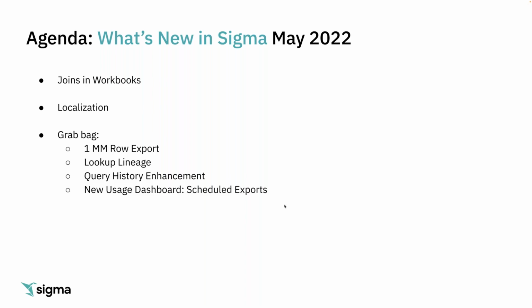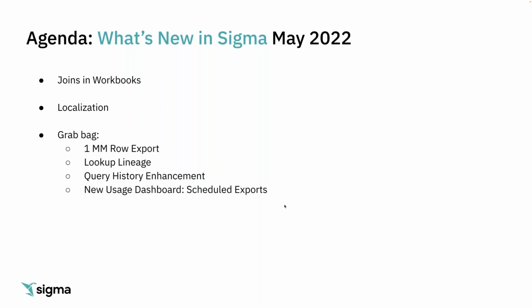The star of the show today is a feature that we've been working on for quite some time at Sigma, which is the ability to do joins inside of workbooks. Sigma has had the ability to do joins in data sets for quite some time, going back to the beginning of the product for several years now. But we've recently introduced the ability to do joins directly inside of a workbook. I'll give you a demonstration of that and then talk about when you would use this new capability and who it's really for.